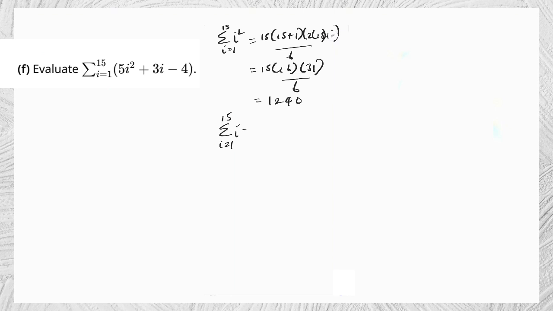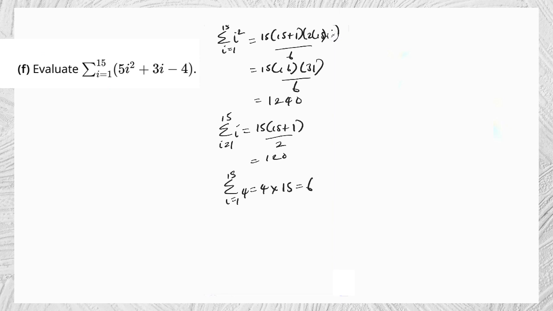Now for the other part, we're going to have summation of I, where I is equal to 1 up to 15, and we know that we can write it in the form of n times n plus 1 divided by 2. So in this case, we are going to have 15 times 15 plus 1 divided by 2. So that will give you 15 times 16 divided by 2. So we know that 2 into 16 is 8, and 8 times 15 gives you 120.